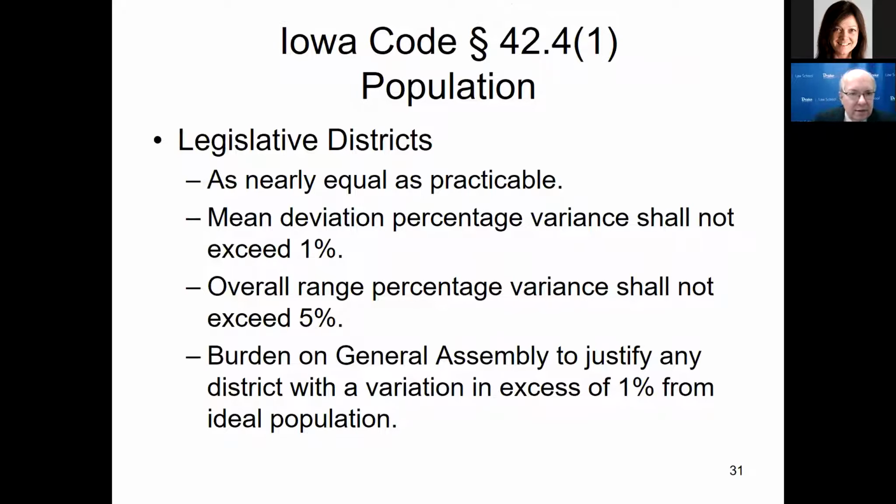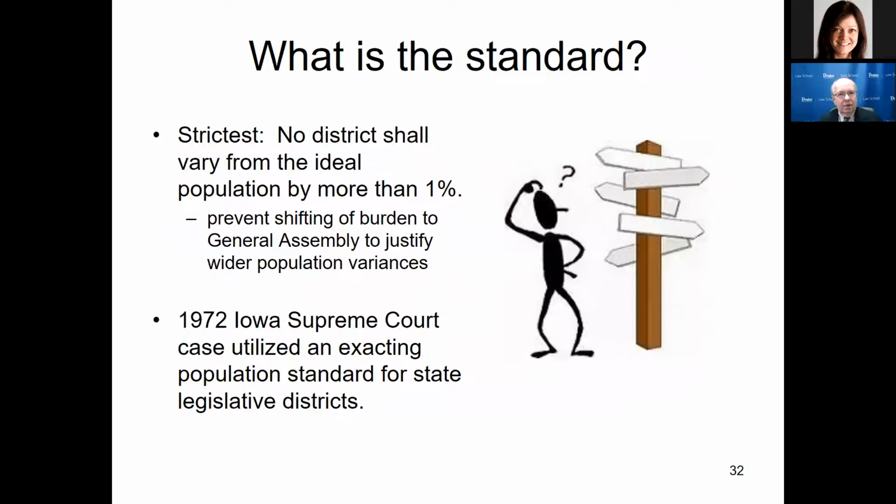And again, the Iowa Code provides that legislative districts should be as nearly equal as practicable. It provides that the mean deviation percentage shall not exceed 1%. The overall range percentage for a plan should not exceed 5%. But it places the burden on the General Assembly to justify any district with a variation in excess of 1% from the ideal population. In practice, the Legislative Services Agency uses the strictest requirement. No district shall vary from the ideal population by more than 1%. This prevents shifting the burden to the General Assembly to justify wider population variances, and it is consistent with the 1972 Iowa Supreme Court case, which utilized a very exacting population standard in examining state legislative districts.